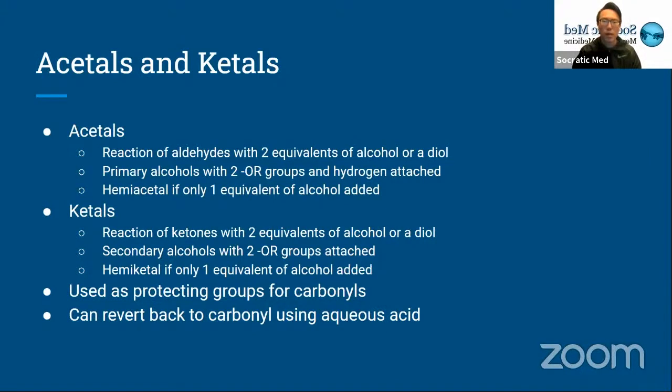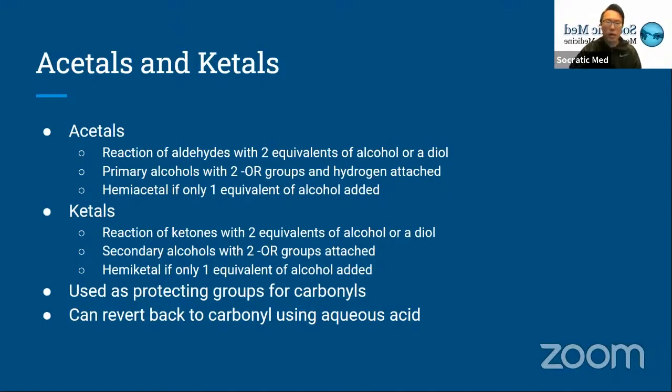Next, I'm going to go into acetals and ketals. Acetals are formed when aldehydes are reacted with two equivalents of an alcohol or a diol, so a molecule with two hydroxyl groups attached to it. This forms a primary alcohol with two alcohol OR groups attached, and also a hydrogen on the central carbon that was the carbonyl carbon. When only one equivalent of an alcohol is added, it forms a hemiacetal.